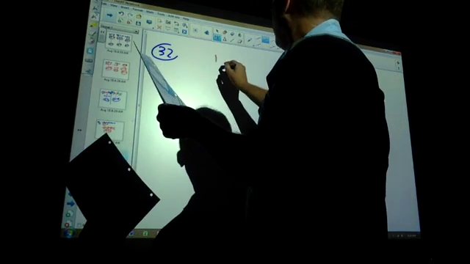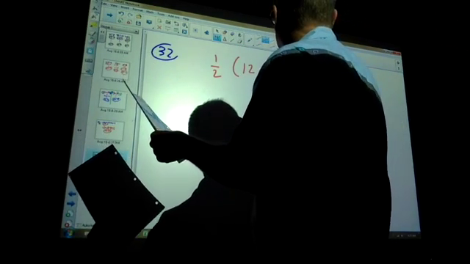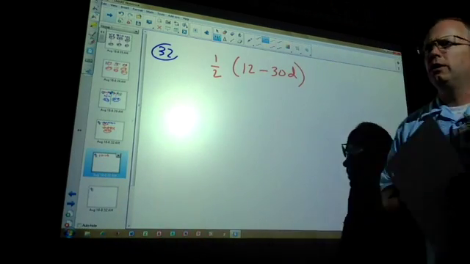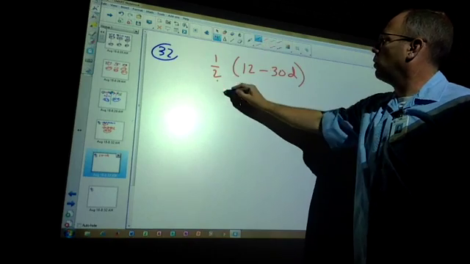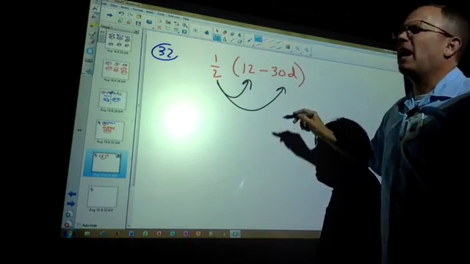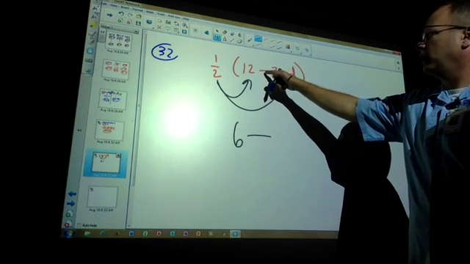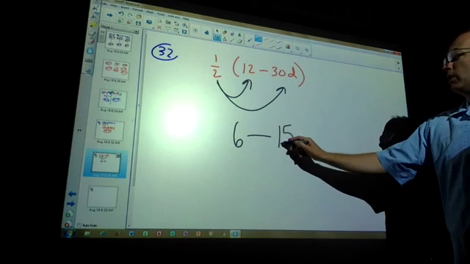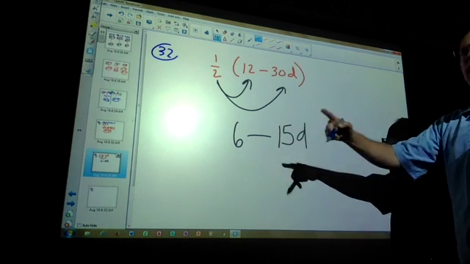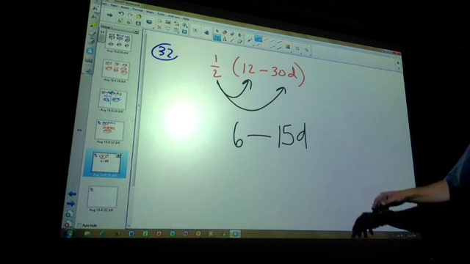We have 1/2 out front, and then 12 minus 30d. Oh, the variable's a d, okay. I should distribute the 1/2 over the parentheses. So what's half of 12? 6. Minus, because there's a minus there, right? What's half of 30? 15. What comes along with it? D. Can I leave it like that? Why am I not solving it? It's not an equal sign.